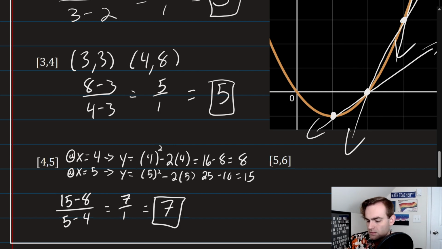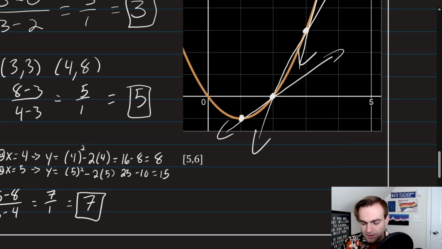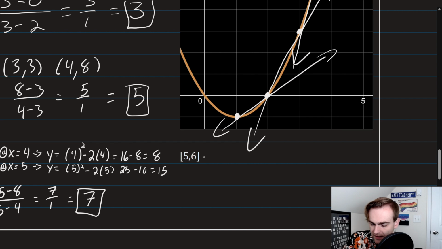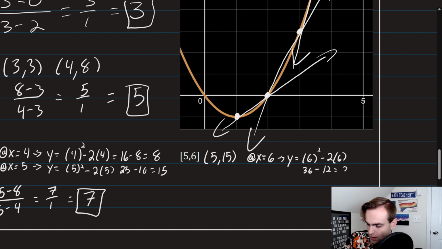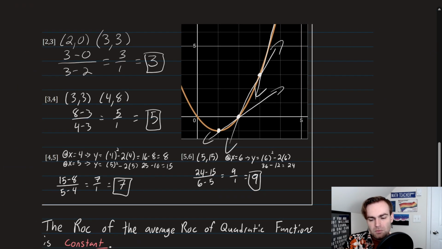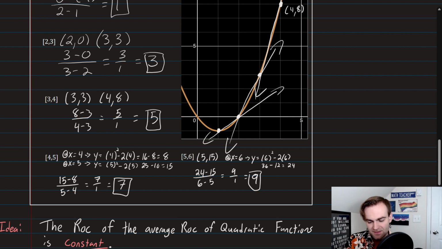Was that what you predicted? Let's try one more time and see if we can establish that pattern. So we've already found 5, 15, so at x equals 6, y is equal to 6 squared, take away 2 times 6, that would be 36, take away 12, that would be 24. So we're going to have 24 take away 15 over 6 take away 5, and that should be 9 over 1, which is 9. So we went from 1 to 3 to 5 to 7 to 9.